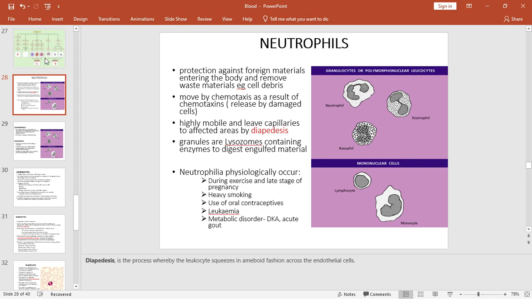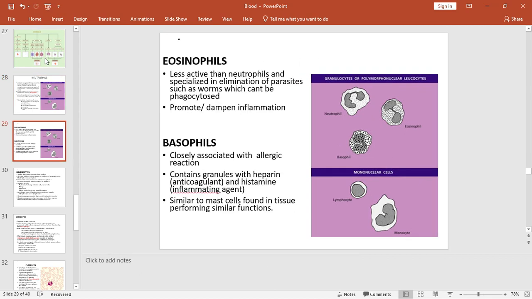It could be because you've got a metabolic disorder. What metabolic disorder? Example, DKA. You know what DKA is? Diabetic ketoacidosis. Right. Or acute gout. You understand? Another, if we're to talk about lymphocytes in our environment, a chronic infection like tuberculosis. So you're generally going to see somebody with very high counts of lymphocytes, basically. Are you satisfied?